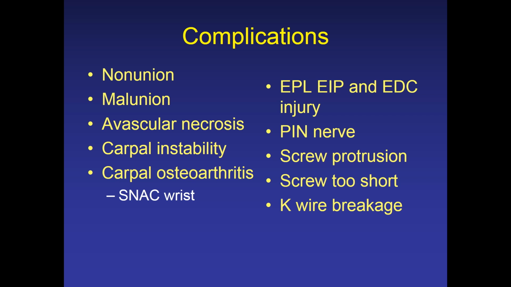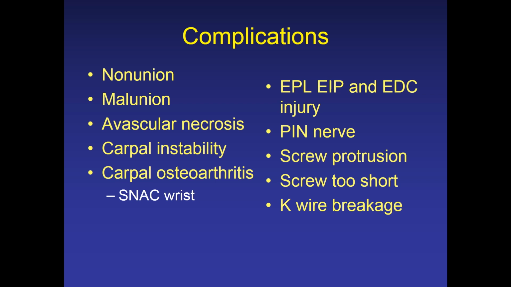We go right between the third and fourth compartments. And if you don't put a drill guide over your drill, you can easily damage those tendons when you're drilling through. Same with the posterior interosseous nerve. Screw protrusion, screw too short. So screw protrusion is not necessarily because it's too long, but usually because it hasn't been put in deep enough.